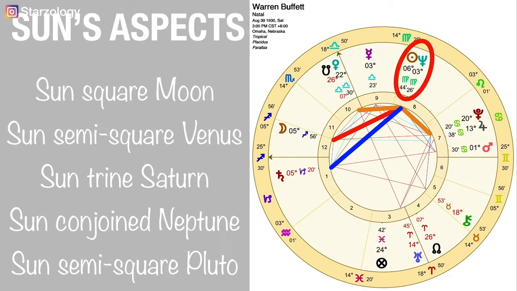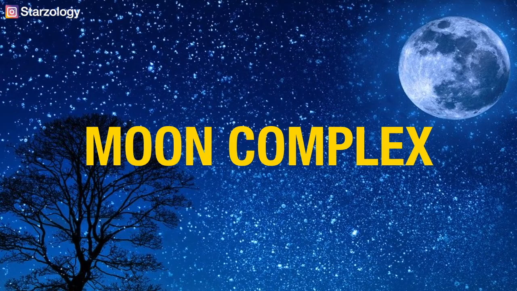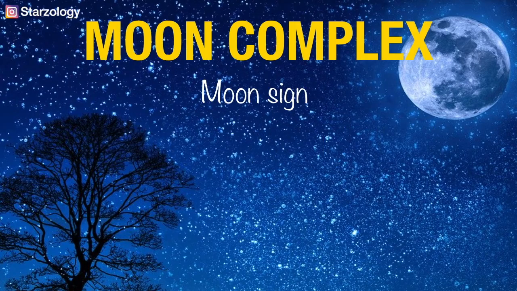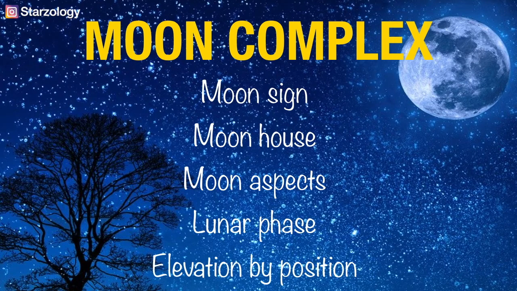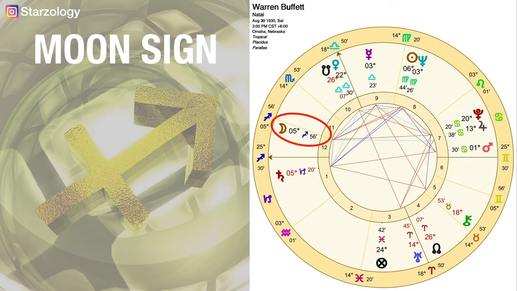Next, we're going to be looking at the Moon complex, and the Moon complex consists of the Moon's sign, the Moon's house, the Moon's aspects, the lunar phase, and any elevation by position that the Moon may have in this chart. So the Moon's sign is clearly Sagittarius. It's actually in the same sign as the Ascendant, so we have come across Sagittarius already in this interpretation.